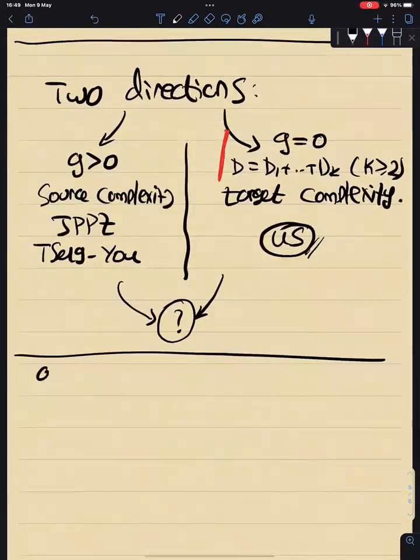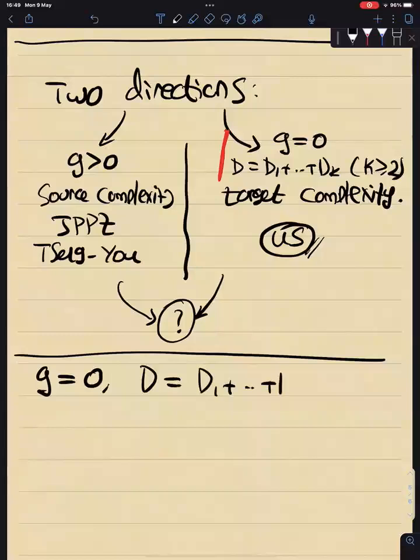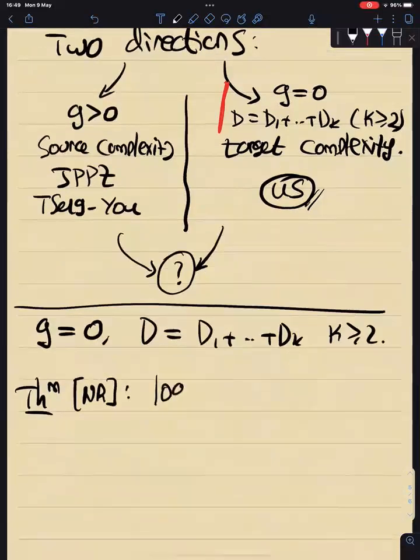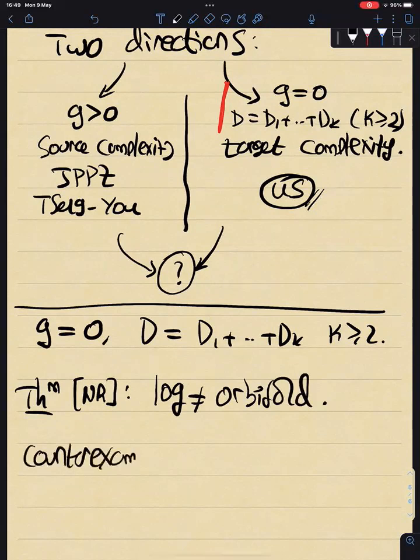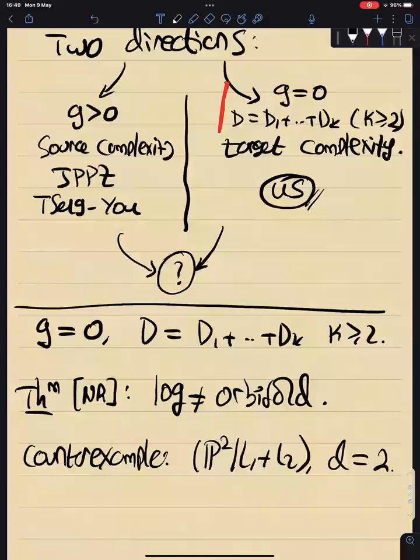Okay, so from now on, we're going to be in this setting. The genus is going to be 0, and I'm going to have at least two components of my divisor. The first observation, I'm not sure whether to call it a theorem or not, due to myself and Dhruv, is that the log theory is not the same as the orbifold theory. There's an explicit counterexample, and it happens pretty much as soon as you would expect: for P2 relative 2 lines and degree 2 maps. More or less the first example you would think of.